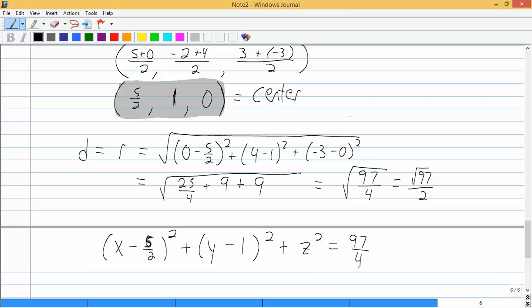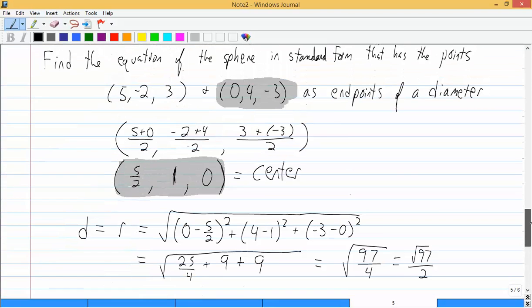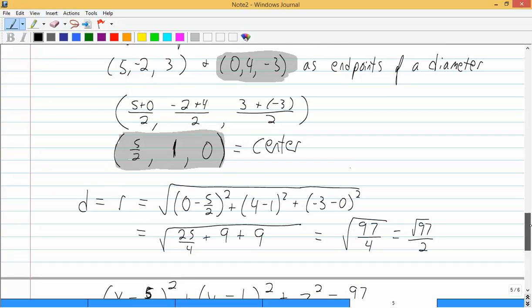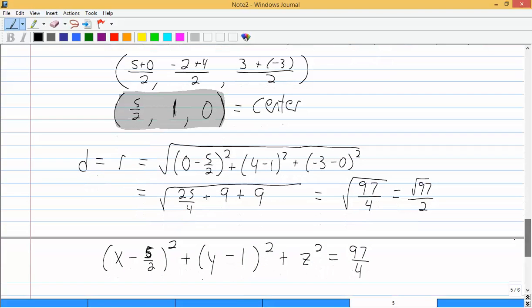So that is the equation of a sphere that has a diameter with endpoints 5, negative 2, 3, and 0, 4, negative 3. We figured out the midpoint. That gave us the center of the sphere. Then we used the center of the sphere and one of the endpoints to find the radius. You could use the other endpoint. You could use this center and the other endpoint and get the same radius. If you don't, we did something wrong.